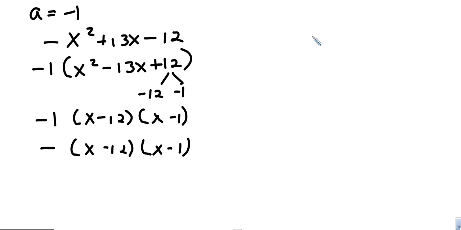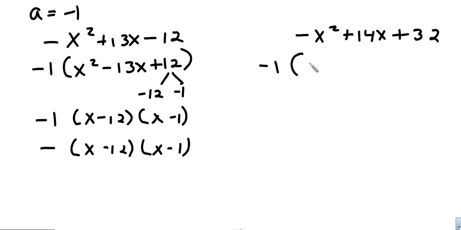Let's try one more of these just for a little practice. Negative x squared plus 14x plus 32. Same kind of problem. My a is equal to -1. So we're going to treat that as a common factor and factor it to the front. So -1 times, and if we divide -1 out of all three terms, we get x squared minus 14x minus 32.